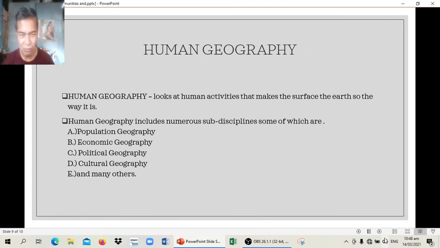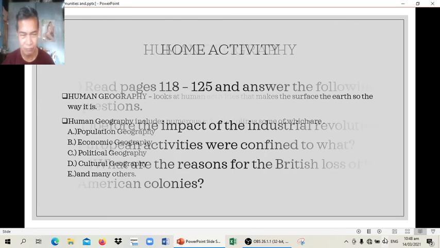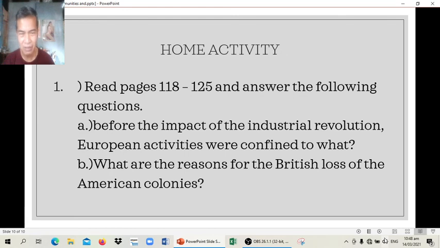The next is human geography. It includes some of these 5 sub-disciplines: the population geography. Next is economic geography. Next is political. The next, of course, is cultural. And letter E, marami pang iba. So, hindi lang nauuwi sa 4, it's more than that. And the last, of course, home activity.